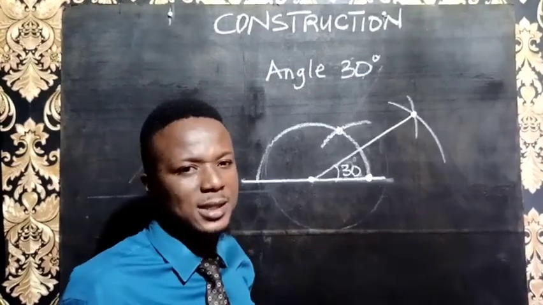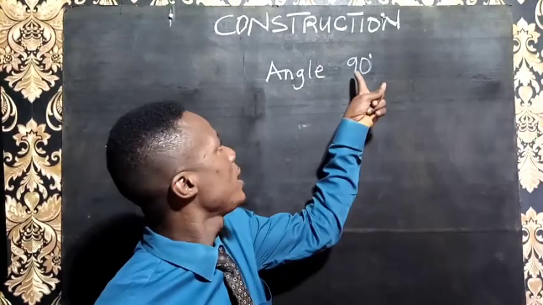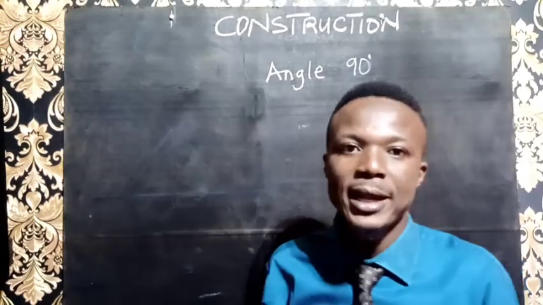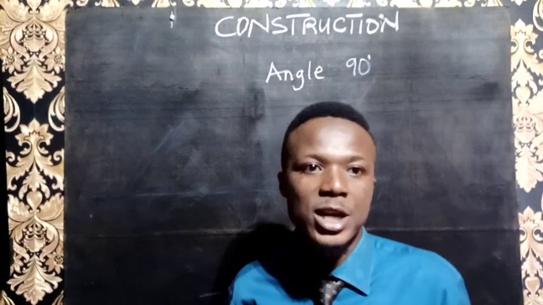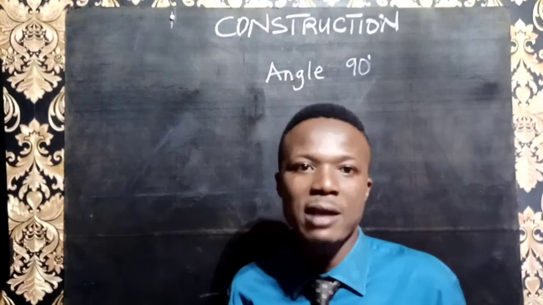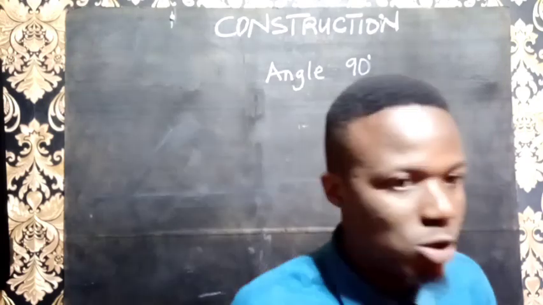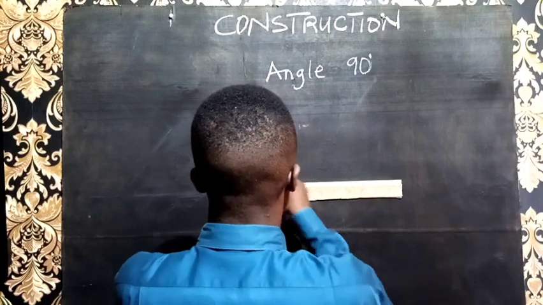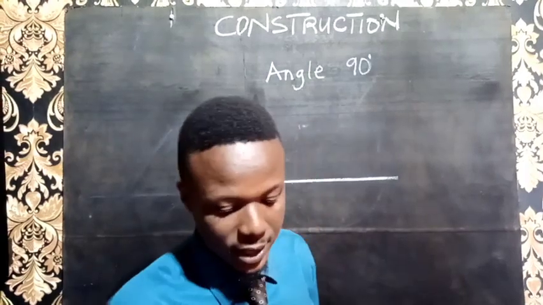Now let's go on to 90 degrees. Okay, so let's move into the way of constructing angle 90 degrees. Just know that 90 is half of 180 degrees. And you know that the angle on a straight line is 180 degrees. So whenever I draw a straight line, I've made angle 180. So dividing the straight line which I have drawn into two equal parts will give me angle 90 degrees. So let's draw a straight line which is the angle 180 degrees.